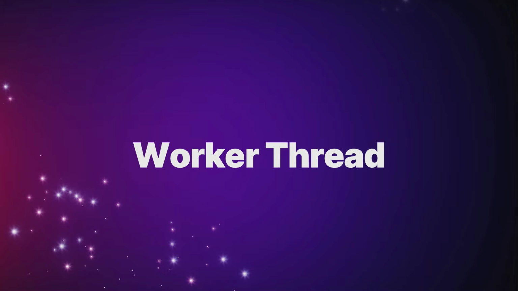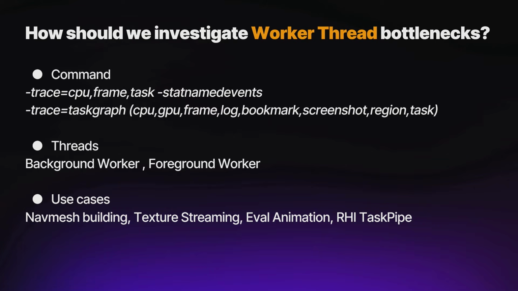Let's begin with worker thread. This is where the advantages and pitfalls of multi-threading collide, and where a lot of real-world performance issues tend to show up. To investigate worker thread behavior, use the trace command like this. This lets you see which tasks were executed on which thread, and how long they took. If heavy work gets concentrated on a few threads, the benefits of prioritization break down, and sometimes even the main thread gets blocked.